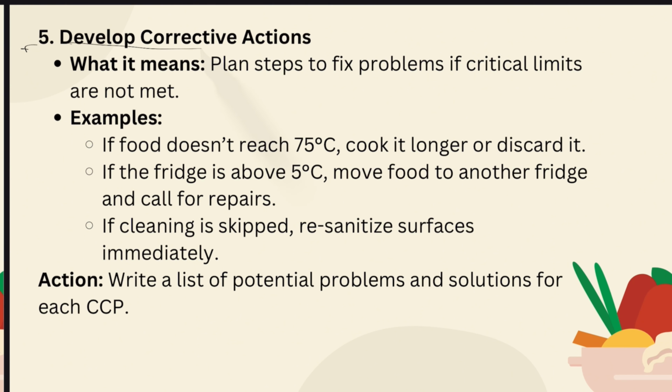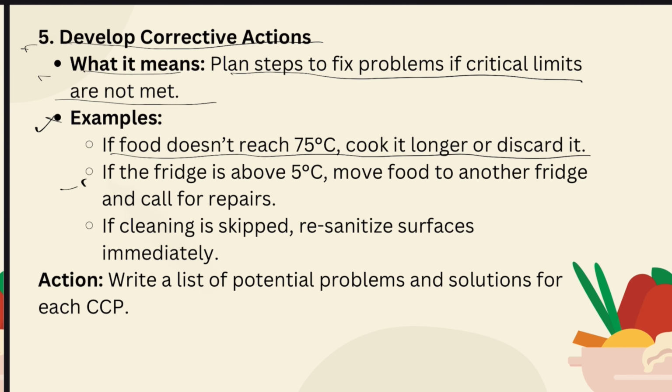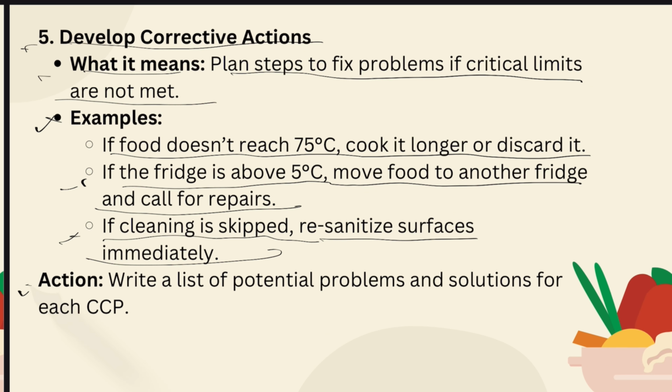Number five, develop corrective actions. What does this mean? Plan steps to fix problems if critical limits are not met. Okay, examples: if food doesn't reach 75 degrees Celsius, cook it longer or discard it. If the fridge is above 5 degrees Celsius, move food to another fridge and call for repair. If cleaning is skipped, re-sanitize surfaces immediately. Actions: write a list of potential problems and solutions for each CCP.